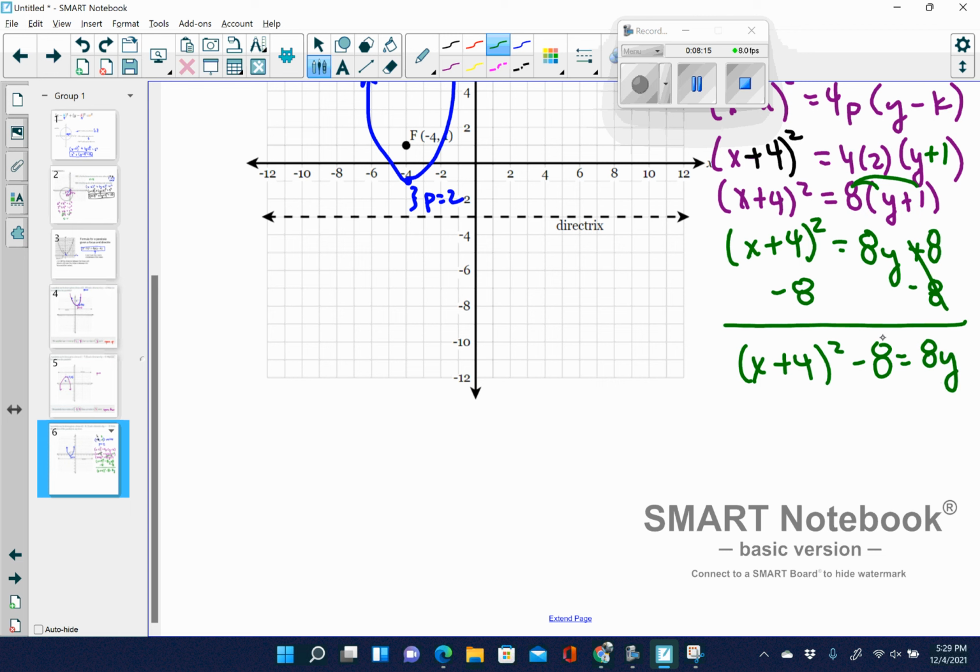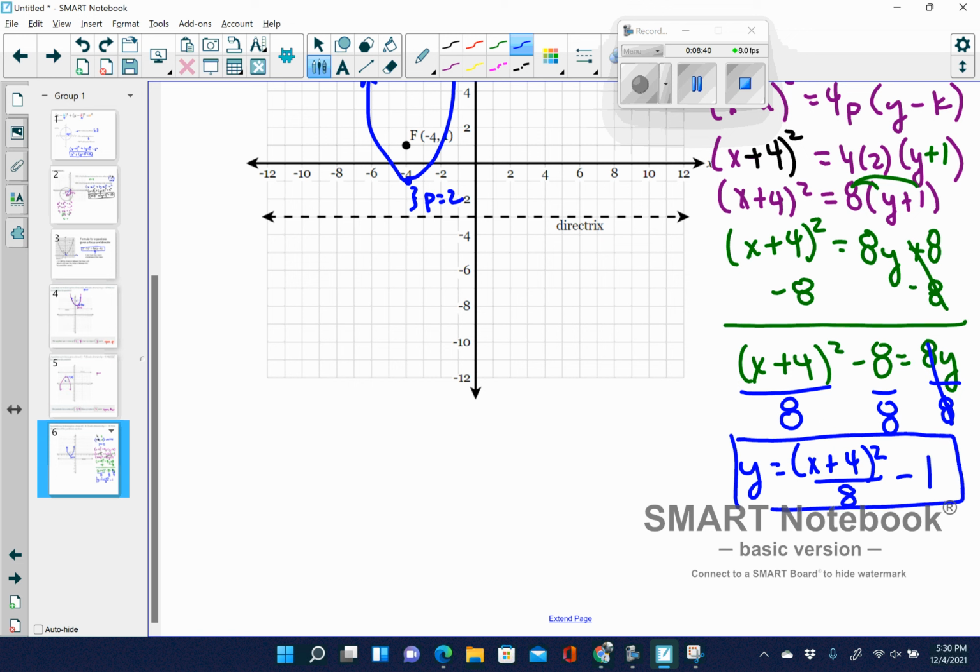To get my final answer, I am now going to divide everything by 8. So I get the y by itself, divide this by 8 as well, and divide this by 8. So over here I have y equals, right? The y is left alone, so y equals (x plus 4) squared divided by 8, minus 8 divided by 8 is 1. So this is my equation of the parabola, okay?